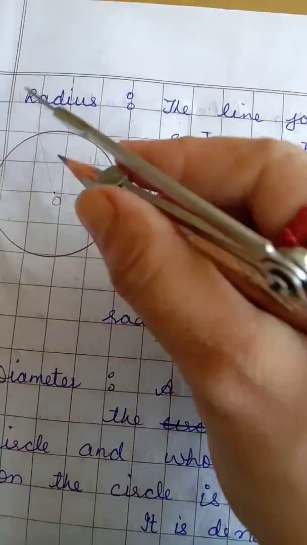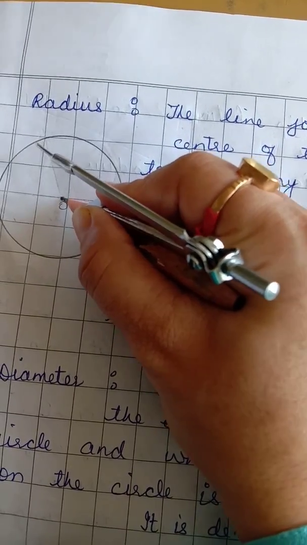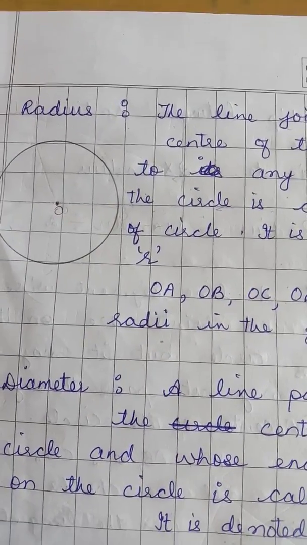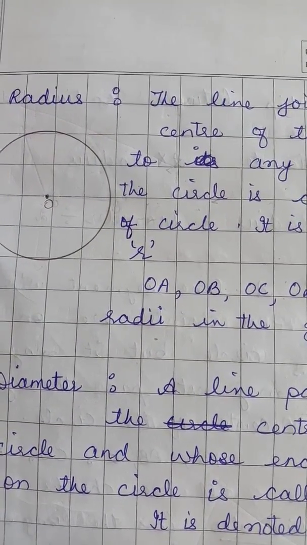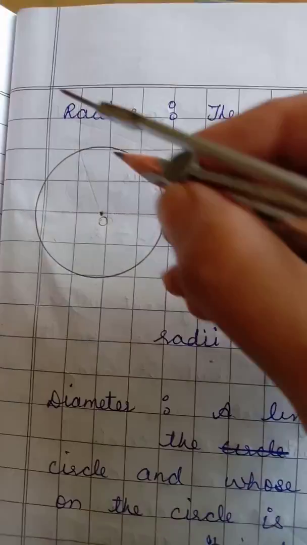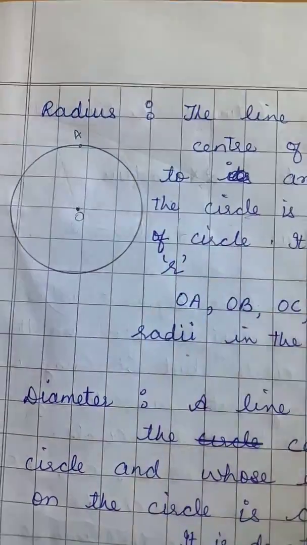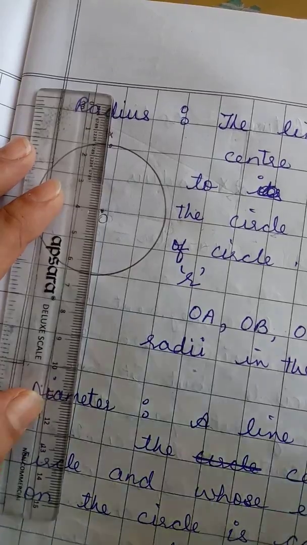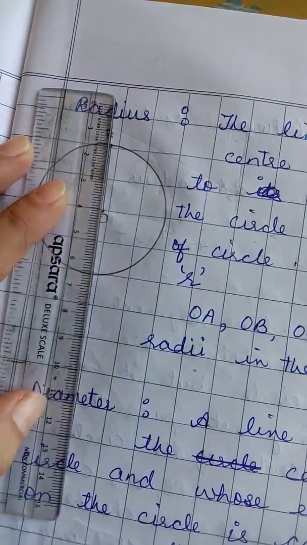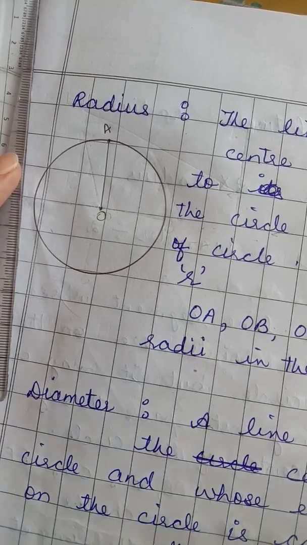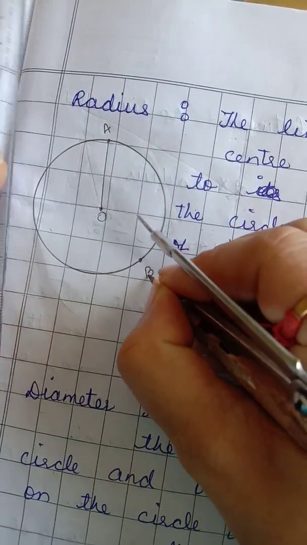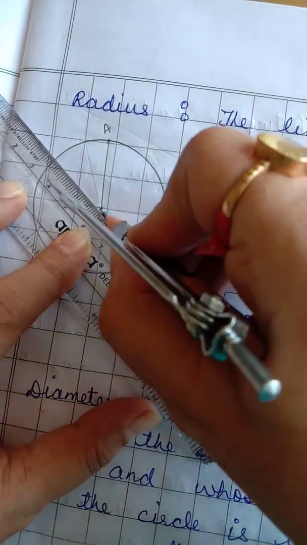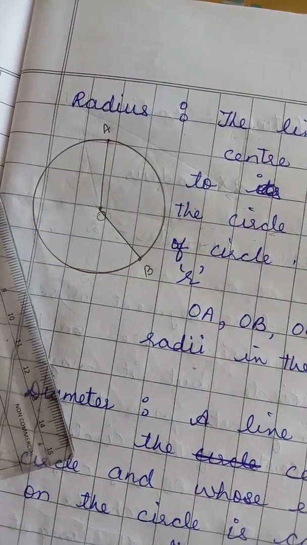I have drawn this circle by keeping the compass at this point. It means this is the center of the circle. Now what is radius? Suppose I have taken any point on the circle. This is point A. When I join this point with the center, the line joining them is known as radius. OA, this is the radius. Now I am taking another point B. If I join B again with the center, OB will also be a radius.